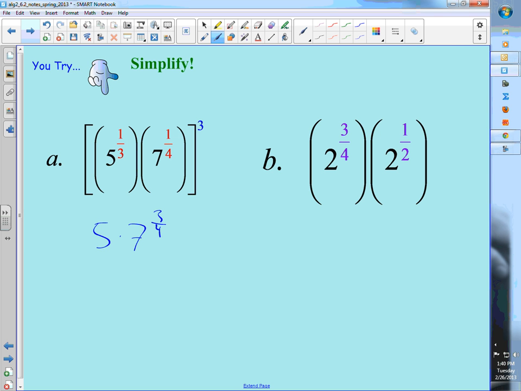But in the second example, the bases are the same. What do you do with your powers? Add them. So you're going to get 2 to the 5 over 4 power.